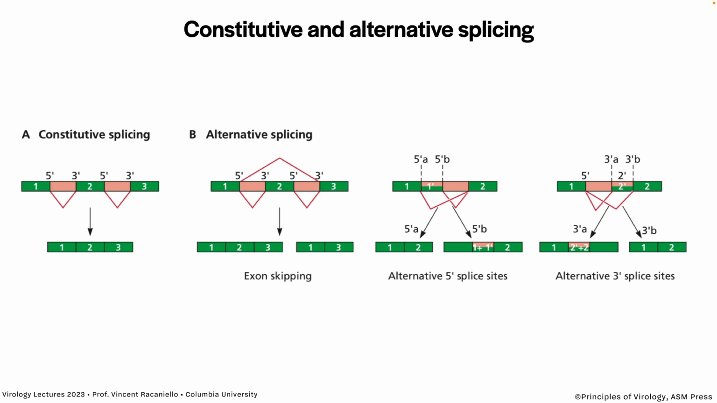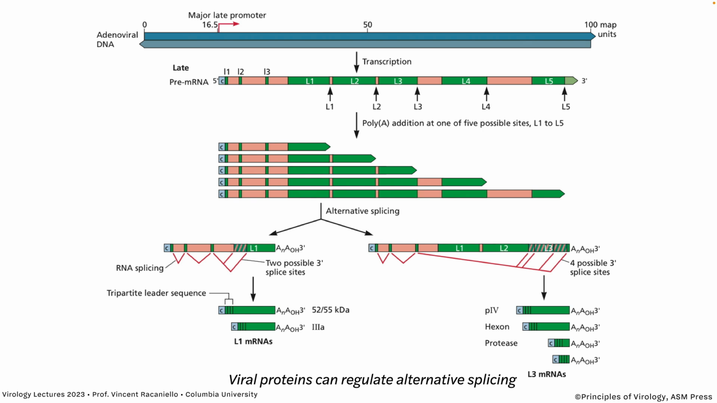So that's called alternative splicing rather than splicing in order. There could be alternative 5' splice sites in an mRNA. There can be alternative 3' acceptor sites. So it gives you a whole variety of mRNAs. So basically, you can make a lot of different proteins from a single gene. That's the beauty of this. And I'll give you an example of how this works for adenovirus with the major late transcript.